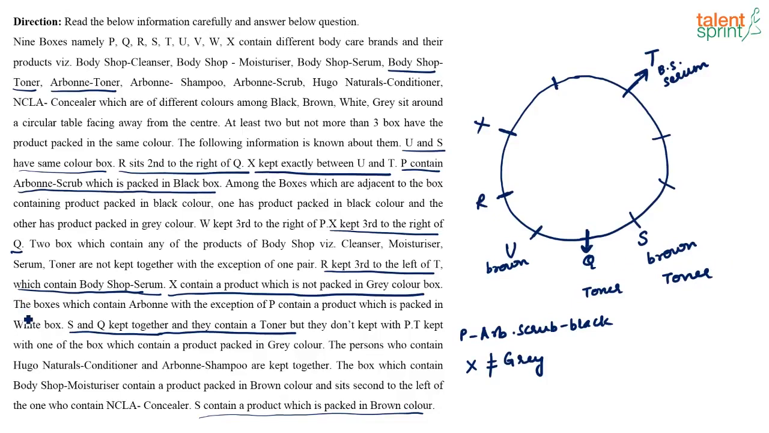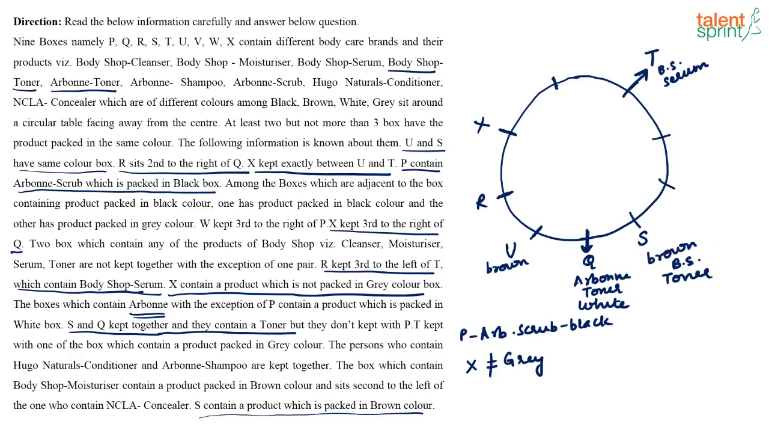Okay, now here look at the statement. What are they saying? The boxes which contain Arbonne, with the exception of P, contain a product which is packed in white box. So the Arbonne toner, right? It is not P. So one of these toners is the Arbonne toner, that is definitely not P, either it is Q or S. And what are they saying? The boxes which contain Arbonne other than P are packed in a white colored box. So definitely this has to be your Arbonne toner, because why is that? Here it is already brown in color, so it can't be an Arbonne toner. So this is the Arbonne toner and it has to be white in color. Okay, now so what is this S? S has to be the Body Shop toner. So this we have fixed.